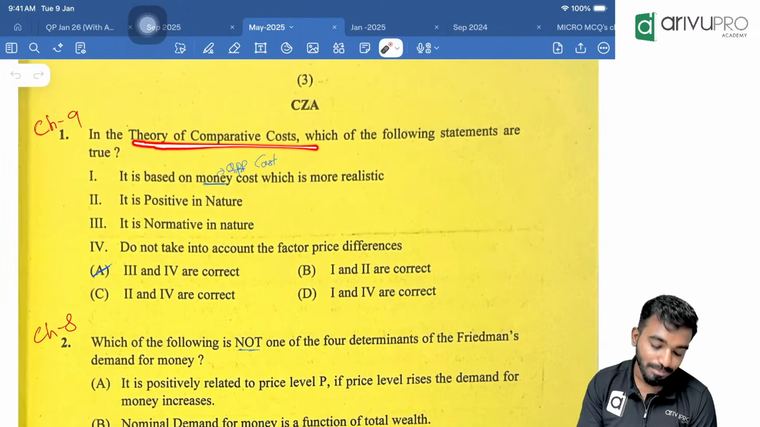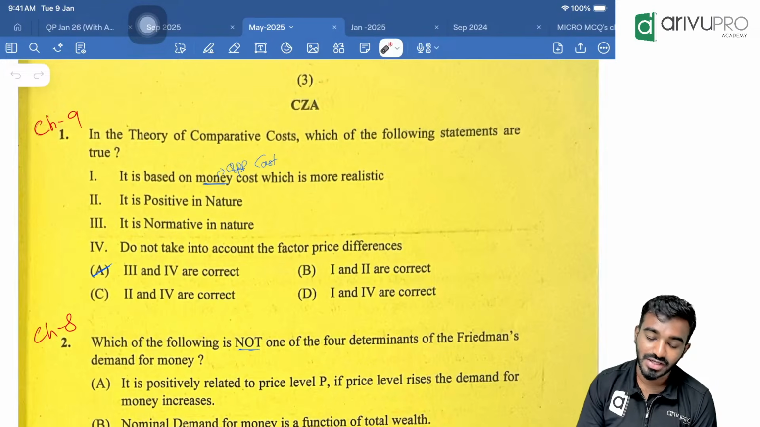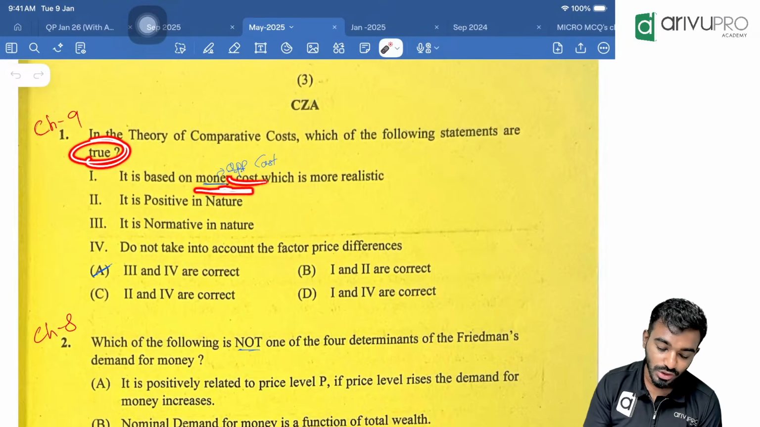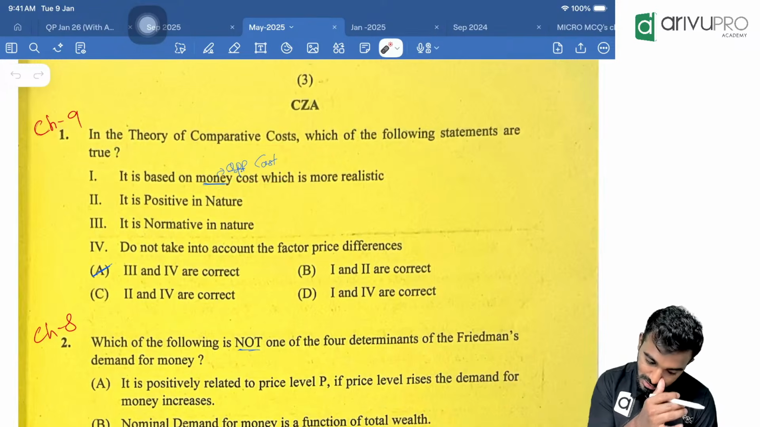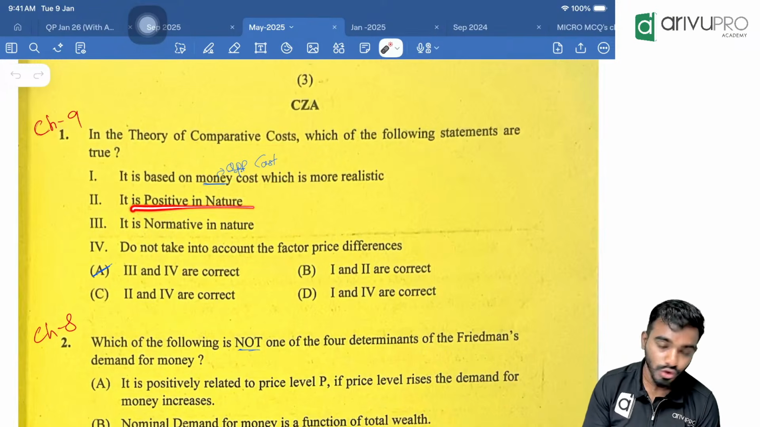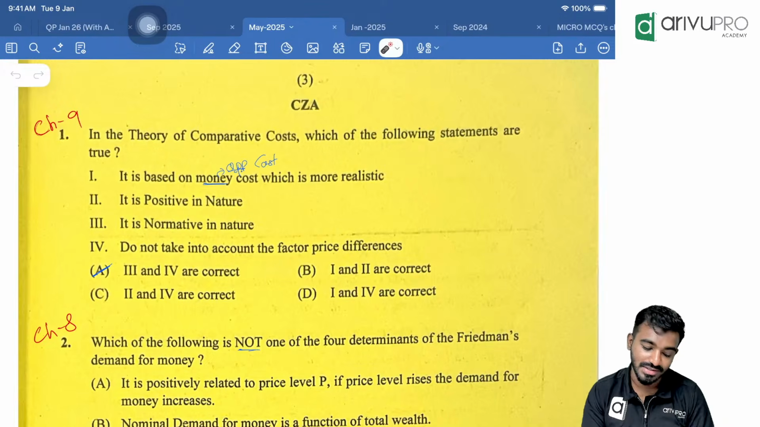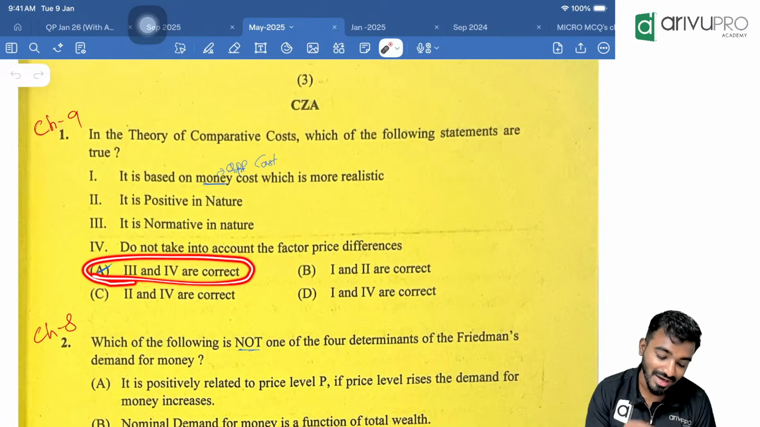Chapter 9. One more here. The theory of comparative cost, that is comparative advantage, David Ricardo. Which of the following statements are true? It is based on money cost. No, it is based on opportunity cost, not on money cost. It is positive in nature. No, it will give solutions, not just define the problem. It is normative. Yes, it does not take into account factor price differences. Yes, it didn't take any differences of factor price. So 3 and 4 were correct.